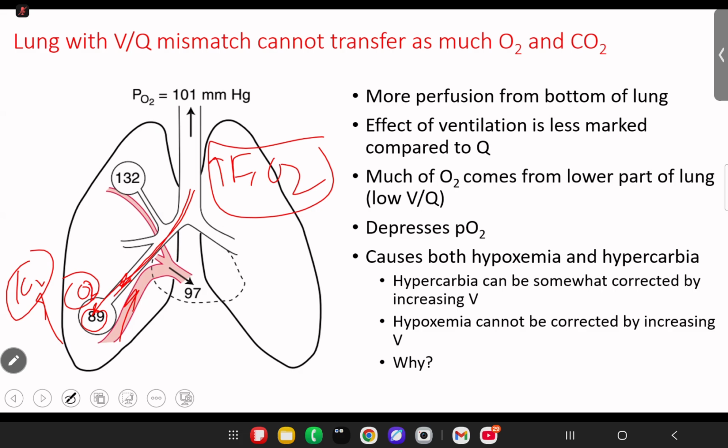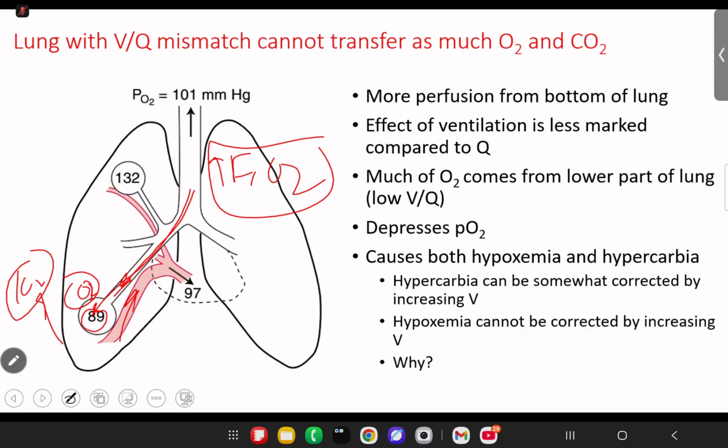But in VQ mismatch, like secretions, you suck out and then you give oxygen, it's sorted out. Asthma, COPD, all these common things, you can improve by giving oxygen. Saturation can be improved. Carbon dioxide too, but if you just increase ventilation without adding FiO2, it will not, because the PiO2 stays the same.